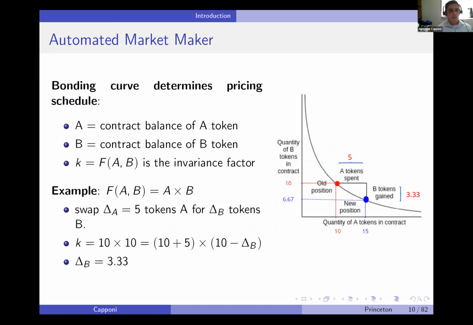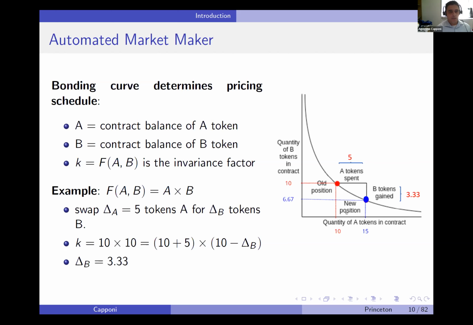And what determines the price is the so-called automated market maker. The automated market maker is essentially a way to automate the process of market making, and it is different from the traditional market maker because essentially everything is encoded in a function. So the idea is that you want to make sure that both before and after trading, the value of a specific function f is constant, is the same.